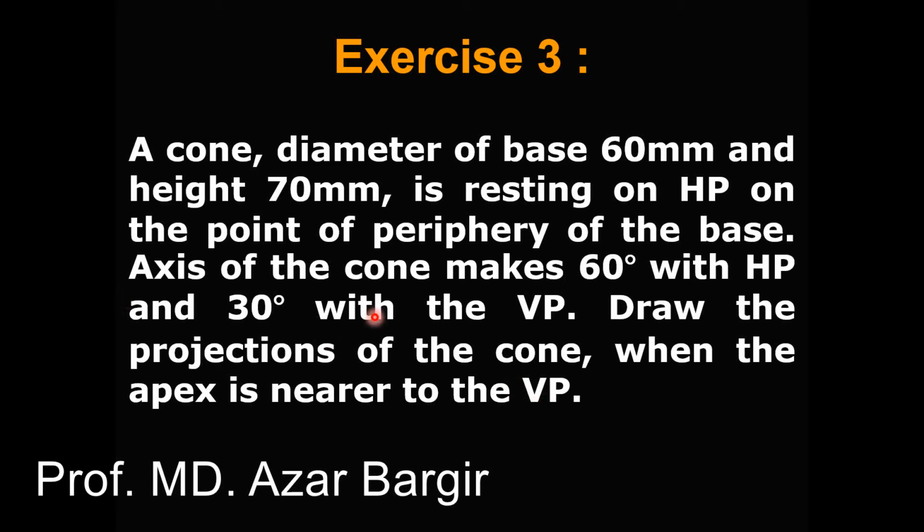So the first problem we have covered, that is a pyramid type, that is tetrahedron. Then the second problem is a prism type problem, and this one is a solid of revolution type, that is a cone type problem. We have taken all the varieties in your sheet number 7. So let's begin with the problem.